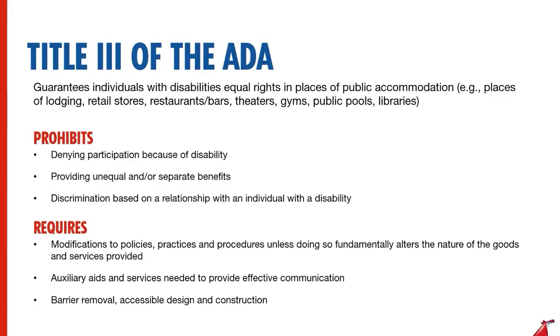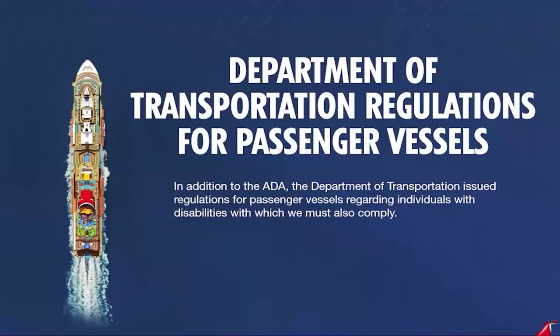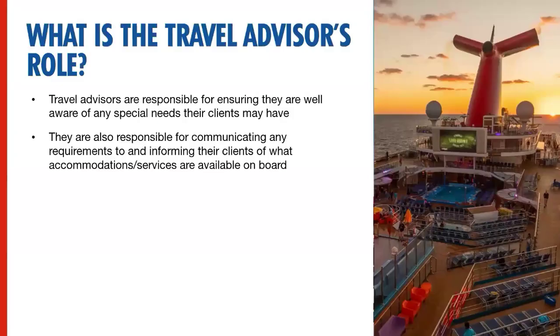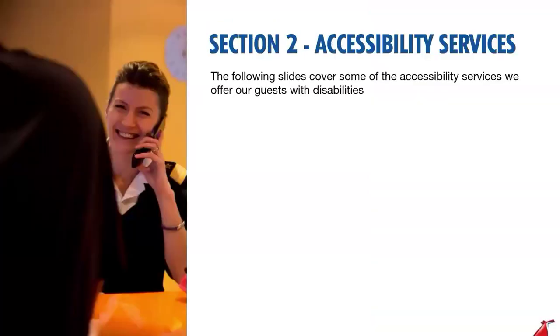In addition to the ADA, the Department of Transportation has also issued regulations with which Carnival and all passenger vessels must comply. This is why it's vital that you, as a valued travel advisor, become well aware of any special needs your clients may have and communicate any requirements to Carnival. Equally important is the responsibility of informing your client what accommodations and services are available on board. Carnival's Fun Ship cruise may easily be the best way for travelers who have disabilities to see the world. Our cruise ships are all accessible, and our friendly staff are well trained to attend to the needs of our disabled visitors, along with their families and friends. In the next few slides, we will be covering the services we offer our guests with disabilities.